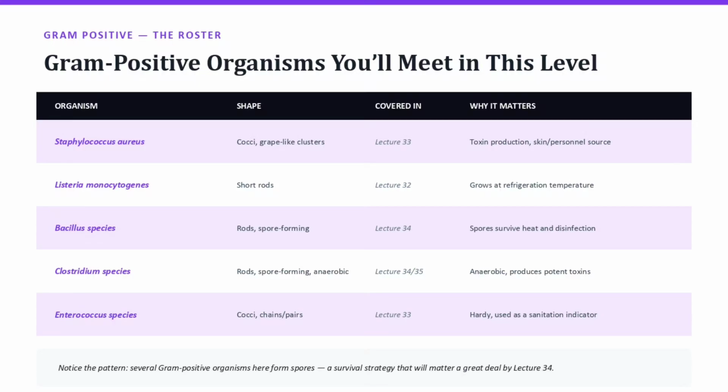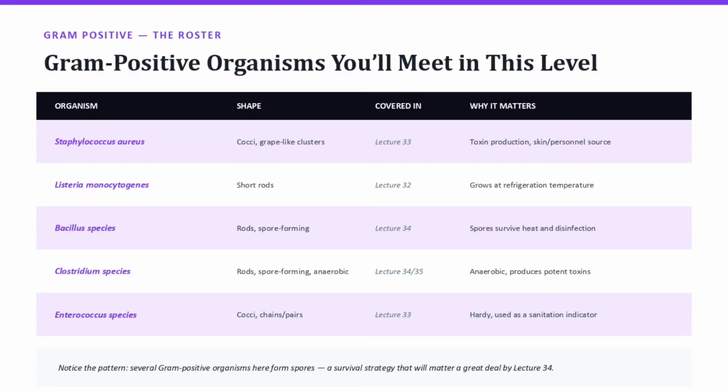You already know this one matters because it grows even at refrigeration temperature, which we discussed back in Lecture 24's case study. Bacillus species, rods that form spores, covered in Lecture 34. Their spores survive heat and disinfection, which makes them a genuinely different kind of control challenge. Clostridium species, rods that also form spores and grow anaerobically, covered in Lecture 34 and 35.